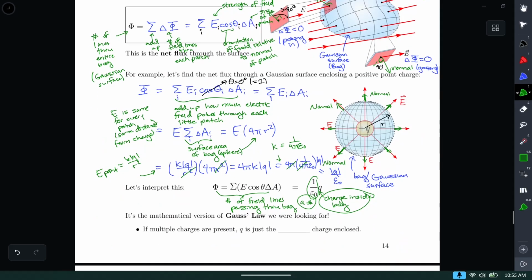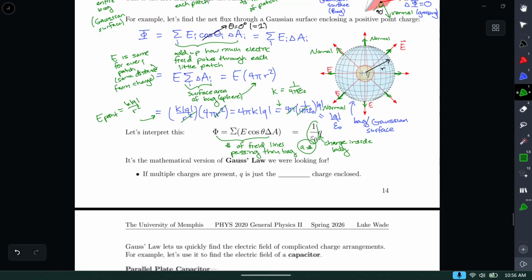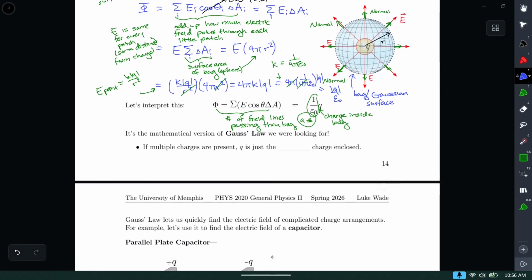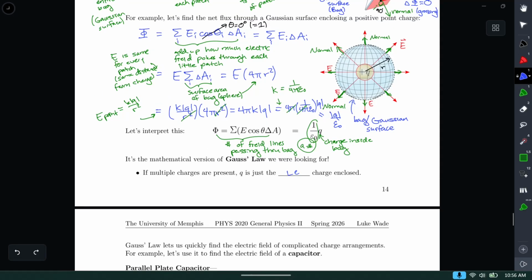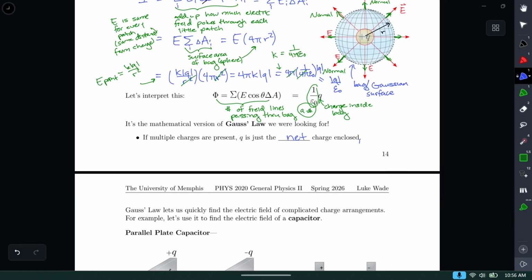We have only done it for a single charge in this example, but it's pretty easy to generalize to any amount of charge you want. You just imagine doing this multiple times with multiple individual charges. You add up the electric fields of each. That will give you the overall flux. And then you add up how many charges are inside that bag. That will give you the overall charge. So if more than one charge is present, Q is just the net charge enclosed. And I'll add a parentheses here. A lot of times we write that as Q enclosed.